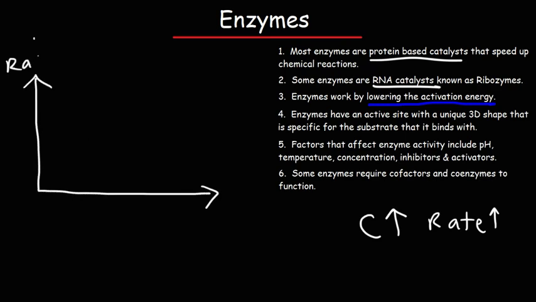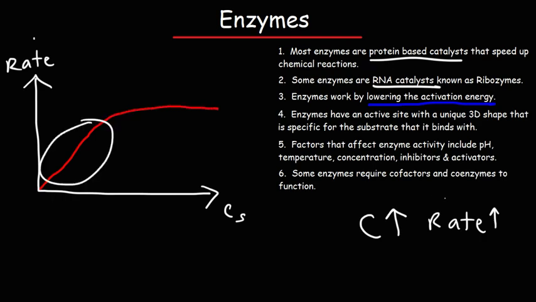So we're going to have the rate of the reaction on the y-axis and the concentration on the x-axis. Let's use CS to represent the concentration of the substrate. Initially, as you increase the concentration of the substrate by moving to the right, the rate of the reaction will increase. Now eventually it's going to level off. So at this point, this is true: increasing the concentration of the substrate or the enzyme, the rate is going up.